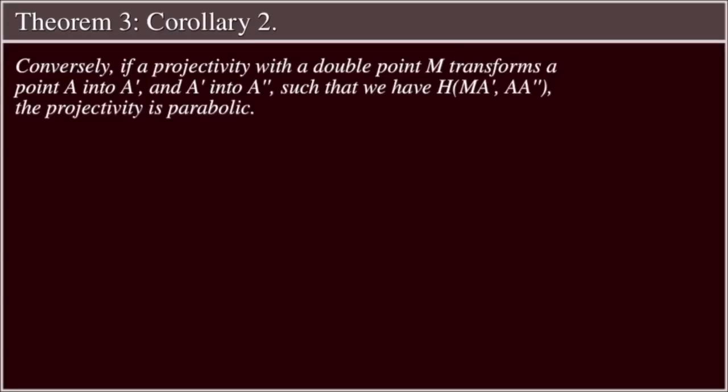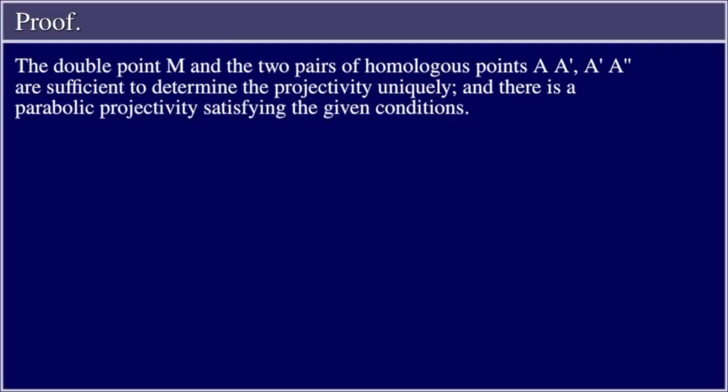Corollary 2. Conversely, if a projectivity with a double point M transforms a point A into A' and A' into A'', such that we have H of MA', AA'', the projectivity is parabolic. Proof: the double point M and the two pairs of homologous points A, A' and A', A'' are sufficient to determine the projectivity uniquely, and there is a parabolic projectivity satisfying the given conditions.